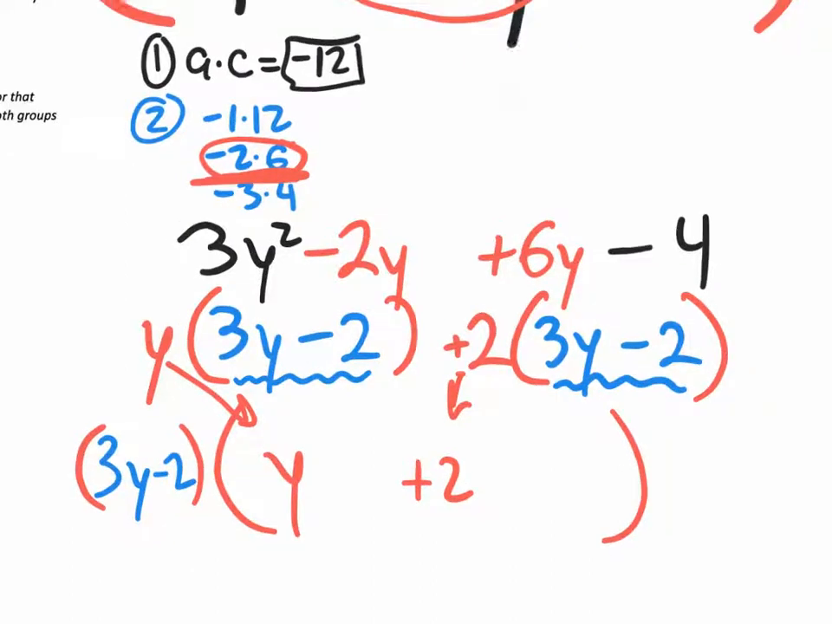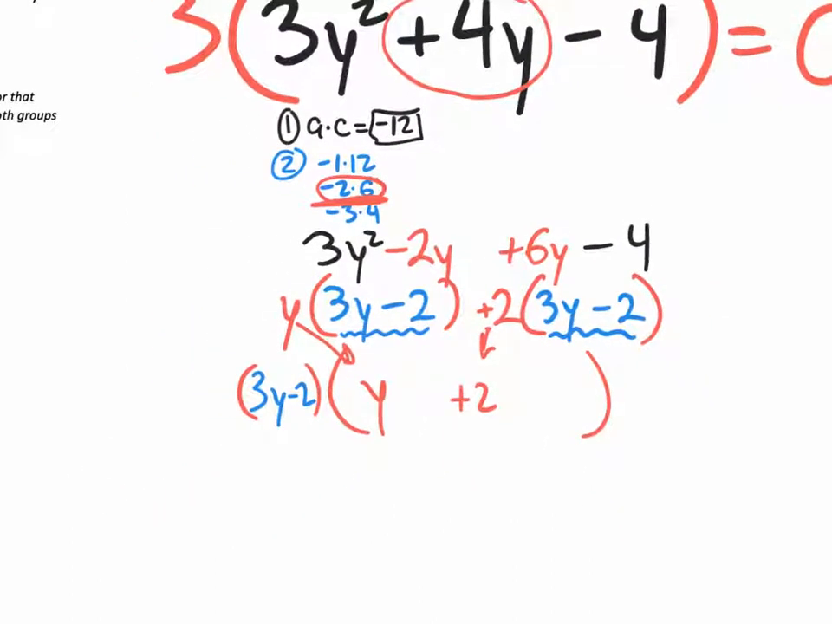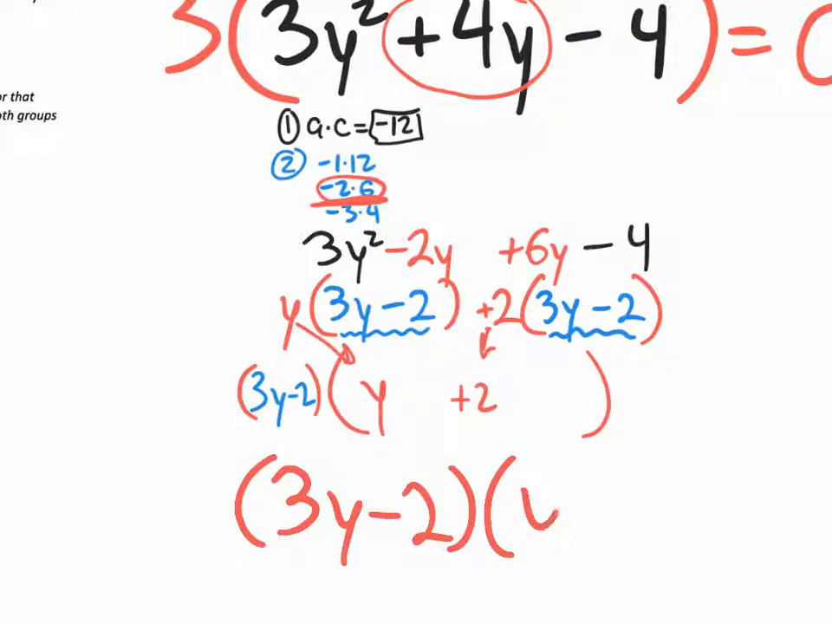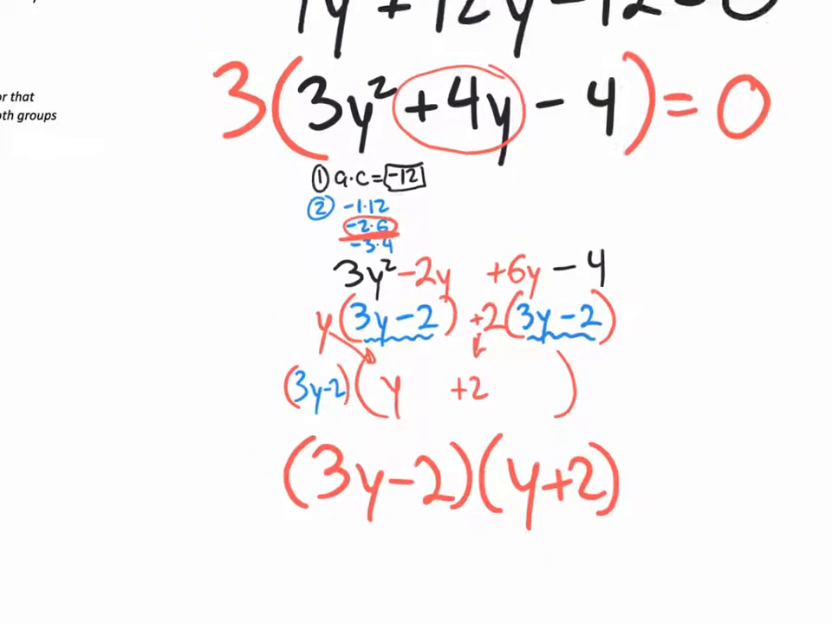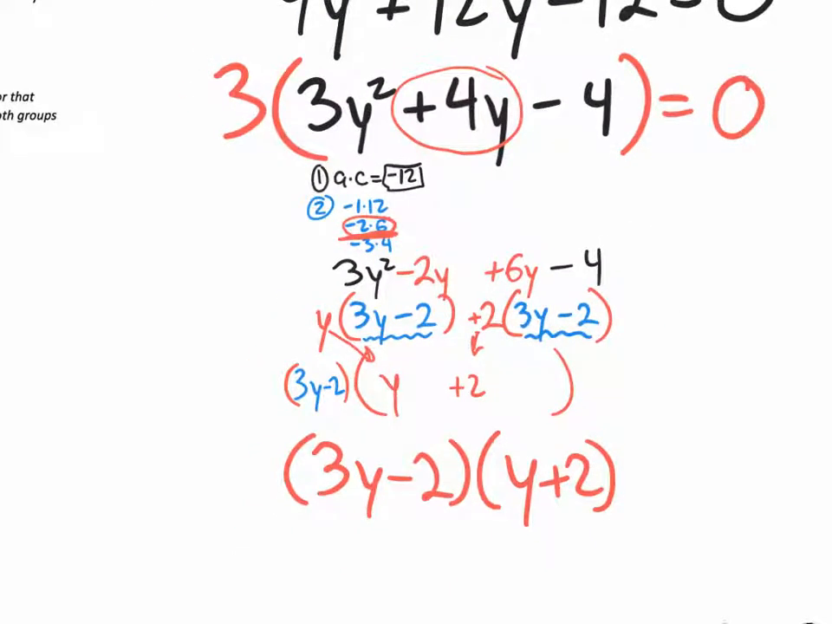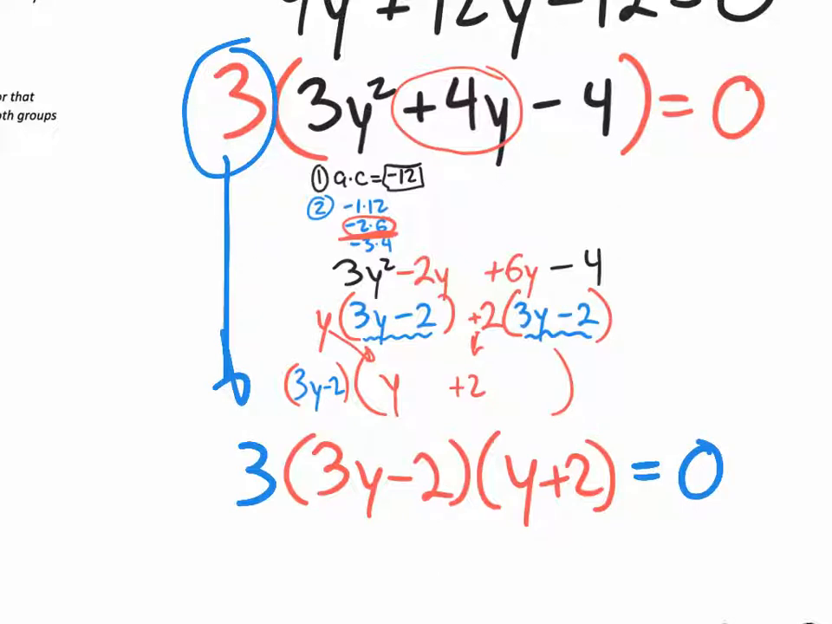So I have factored it. Let me write it with the correct size parentheses. We have 3y minus 2 times y plus 2. And let's not forget about that 3 that we factored out here. Let's bring that down as well. And it's still an equation equal to 0.